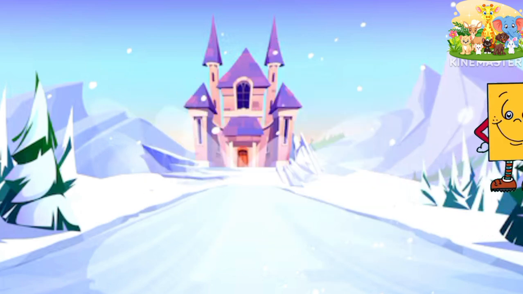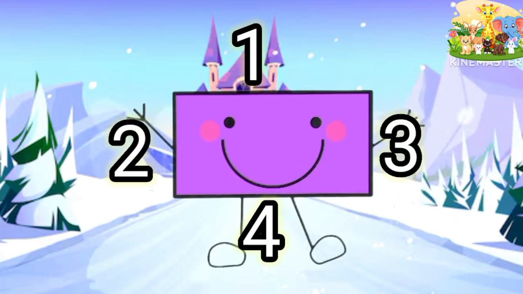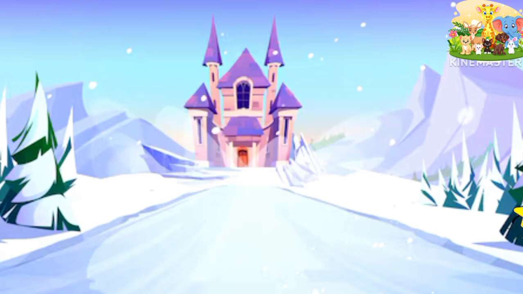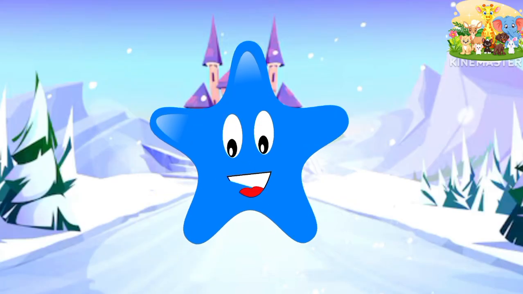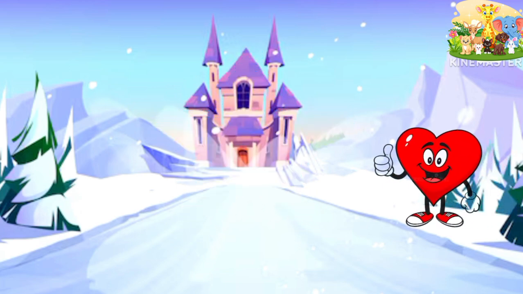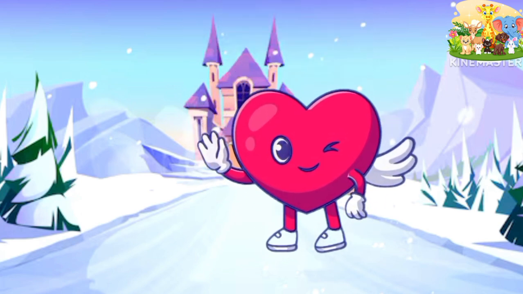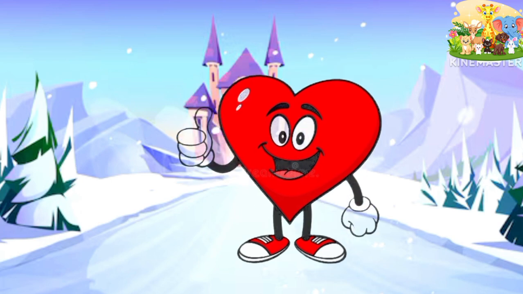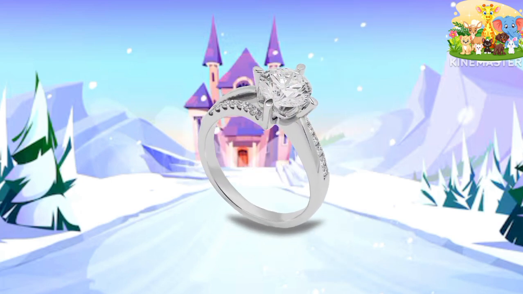I am a rectangle. I have four sides. I have four corners. I am a rectangle. You can see me in the sky. I'm a star. I'm a heart. I am so smart. I'm a heart. I'm a diamond. You can see me on the ring.